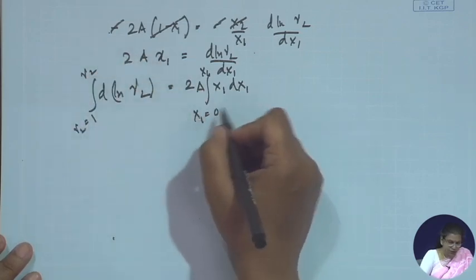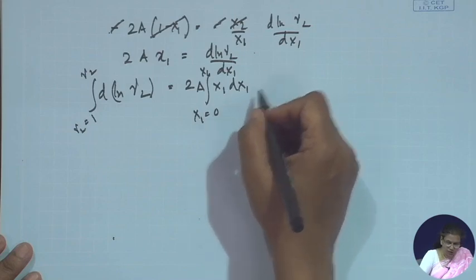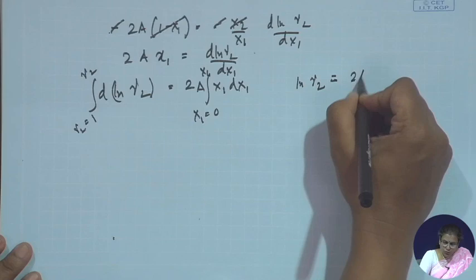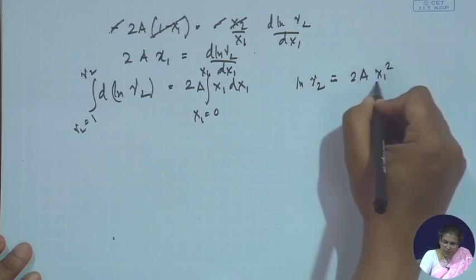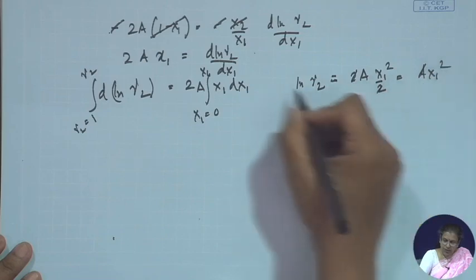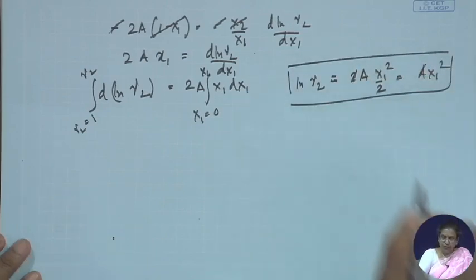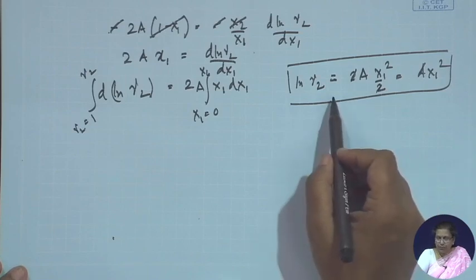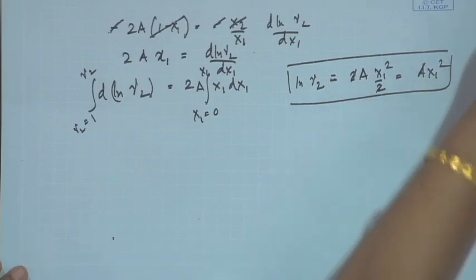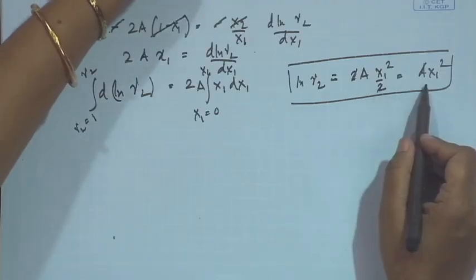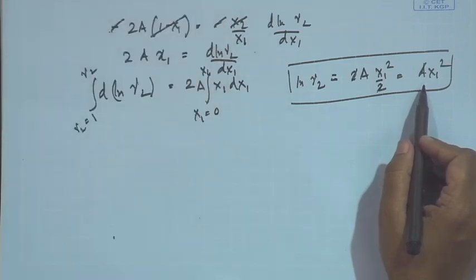As a result, if you perform this integration, what do we get? We get ln gamma 2 equals 2 into a x1 square by 2, which is nothing but A x1 square. We will be dealing more with such types of equations. We find that the variation of ln gamma 1 with composition and ln gamma 2 with composition are more or less symmetric to one another.